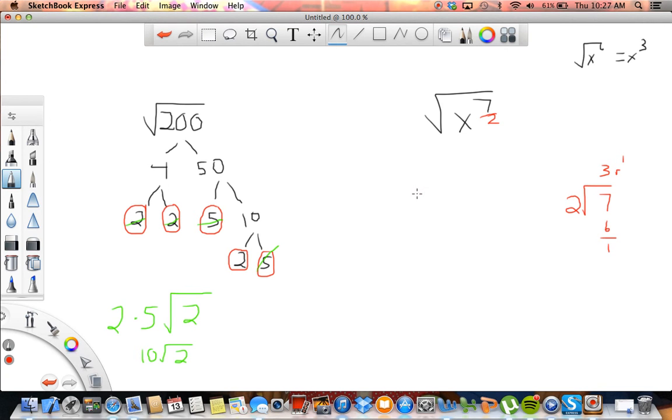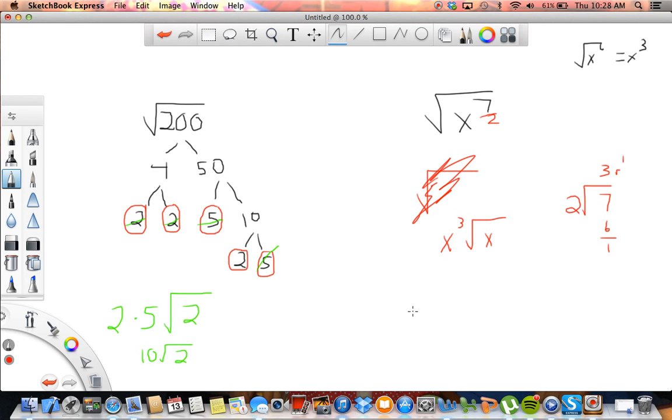So that means my answer is not going to have a square root symbol at all. My answer is going to be x to the 3rd, see, we got the 3 right here, times the square root of x, because I had 1 as a remainder. So the 1 x that remains stays underneath the radical, and then I take the rest and put them out here.